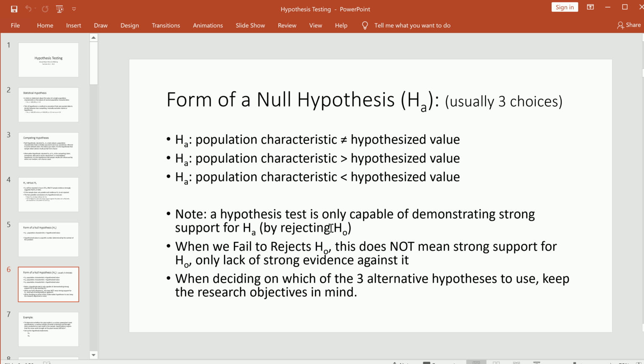Okay? So a couple reminders of the strength of a hypothesis test. So read these and pay attention to these kind of things. A hypothesis test is only capable of demonstrating strong support for the alternative by rejecting the null. When you fail to reject the null, this doesn't mean you have strong support for the null, but only lack of strong evidence against it. These are subtleties that take some time to kind of sink in. When deciding on which of these three to choose, keep the researcher's objectives in mind. One day you will be the researcher, so you will have to think, what is it I specifically want to test?